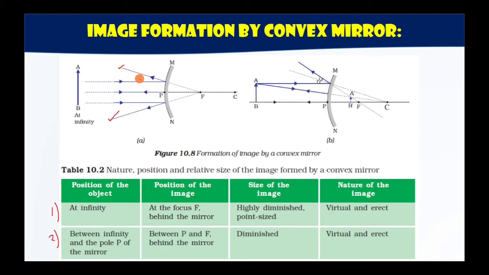So in order to get an image we have to extend them on the other side of the mirror like this, over here and over here. Now here they do not meet on their own, we forcefully allow them to meet. We compel them to meet. So what happens over here is we get a very diminished image, but this diminished image is virtual and erect. So again the size of the image is the same as in the concave mirror case. When you place the object at infinity, you get the image at the focal point which is highly diminished. But in concave mirror we were getting a real and inverted image, here we are getting a virtual and erect image.